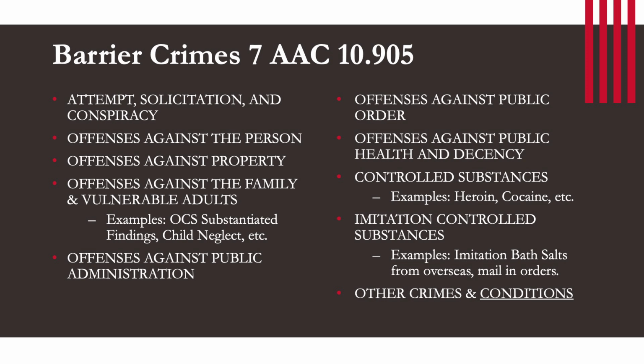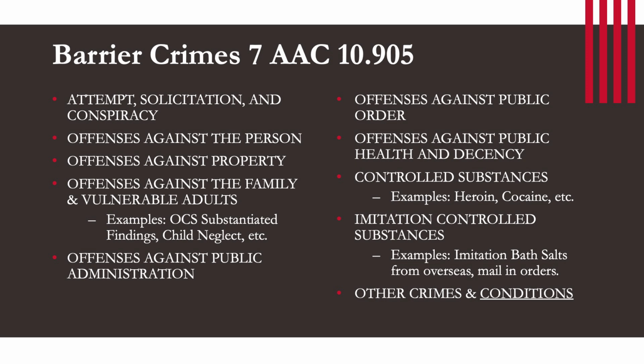Barrier crimes under Administrative Code 10.905. There is a long list of barrier crimes and civil conditions that fall under the Administrative Code for the program. Generally, those crimes fall into the following categories: attempt, solicitation, and conspiracy; offenses against the person. This is the most common category I see. Offenses against property; offenses against the family and vulnerable adults. This is the other more common example I see. Examples under this category can include substantiations by OCS or any findings of child neglect.